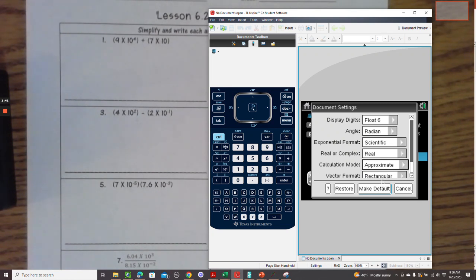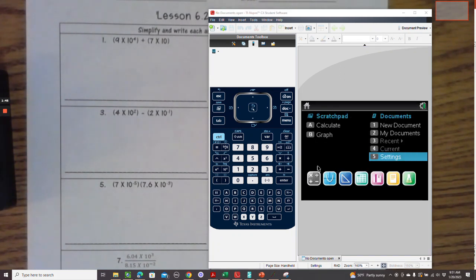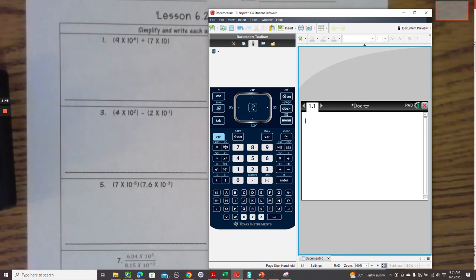It won't let you do that? Okay, so once you've done that, then we should be able to go in and type these in. Here's the thing with that. If you switch it to scientific notation, make sure you understand how to switch it back. Otherwise, it will give you every single answer in scientific notation.